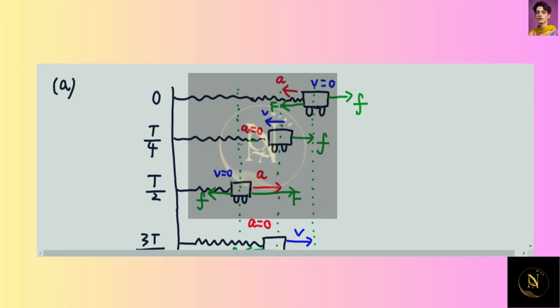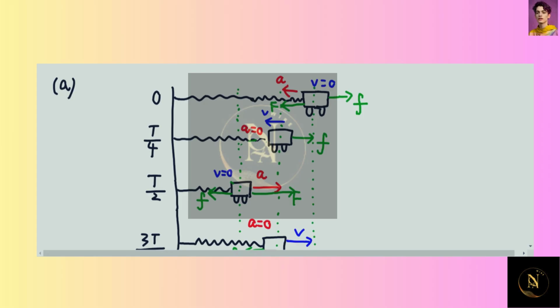Okay, so this is the motion diagram for the car. At time equals 0, speed is equal to 0, and acceleration is pointing toward the left, which means the net force is going to the left. So there should be a capital F force here to the left, and there should be a friction to the right to oppose the motion, because the surface is a rough surface.